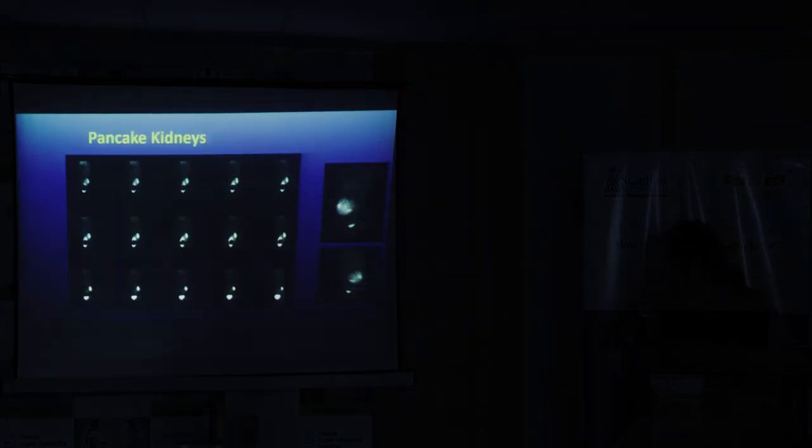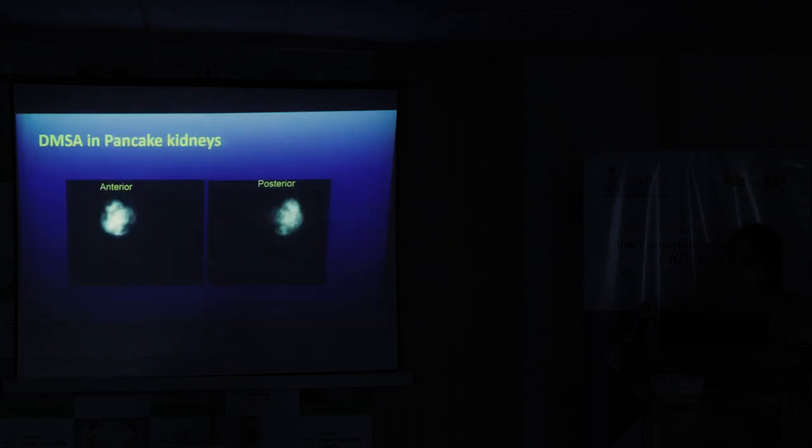And then you have something called a pancake kidney, where you cannot really define the borders of each of the kidneys, and it becomes like one fused central kidney. And this is what a DMSA scan, which actually looks at the morphology better, shows. So this is called a pancake kidney. You see this little blob right in the middle. The left and right kidneys cannot be separately defined, and this is a pancake kidney.